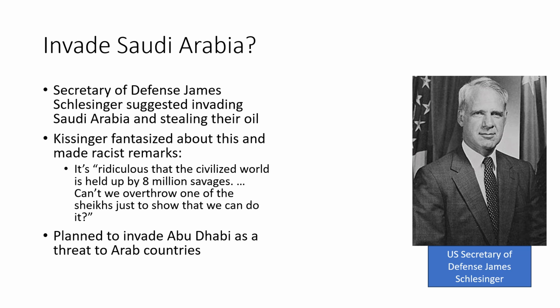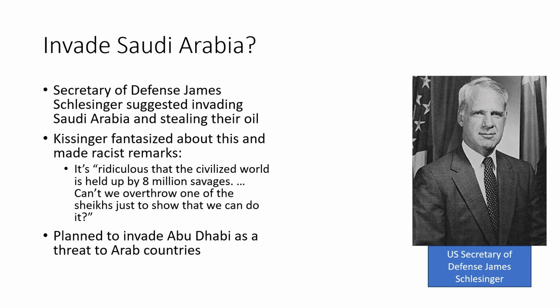Many Americans are unaware of the reactions of Henry Kissinger and Secretary of Defense James Schlesinger to the oil embargo by Saudi Arabia. Schlesinger suggested actually invading Saudi Arabia and the UAE and stealing their oil. Kissinger even fantasized about this and made racist remarks. He said it's ridiculous that the civilized world is held up by 8 million savages. Can't we overthrow one of the sheikhs just to show that we can do it? That was Kissinger's initial reaction. It also shows how they think about Arabs.